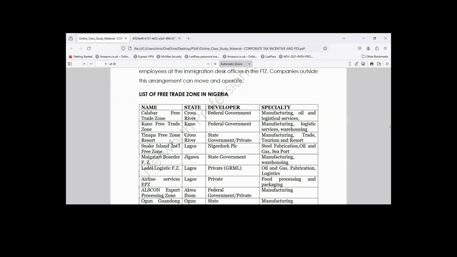Now, let's look at the list of free trade zones or export processing zones that we have in Nigeria. Number one is the Calabar Free Trade Zone. That one is owned by the federal government. It's located in Cross River. Most of the goods that they manufacture in that place are oil and logistic services.